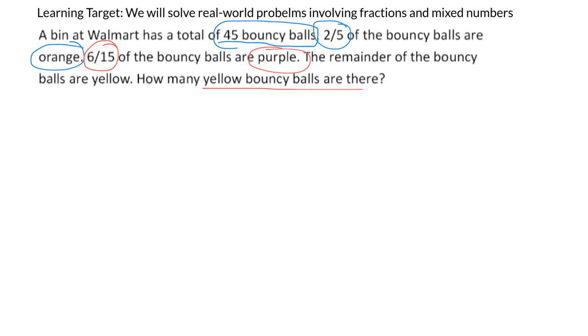I would say a really great place to start on this problem would be to figure out how many are the two fraction pieces we already know. How many of the bouncy balls are either orange or purple? Because we know those fractions. Once we figure that out, we can use subtraction or fraction of a set to help us find how many are yellow. Okay.